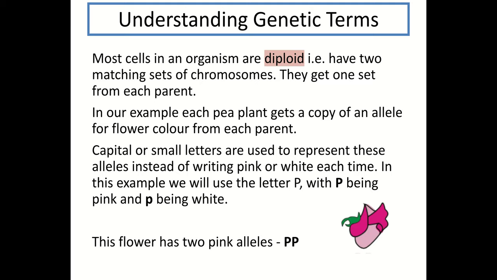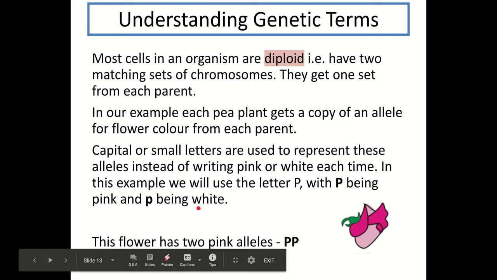These genes can be different alleles or forms of the gene, so they can be white or pink in this case. So how do we write these alleles out? Well, we use capital letters or small letters to represent these alleles instead of writing pink or white each time. And these alleles should all use the same letter. So instead of using P for pink and W for white, we use just P. So I'll use the letter P with a capital P, meaning pink, and lowercase p, or little p, for white. So I could say this flower on the right has two alleles, and these are big P and big P, so they're both pink alleles.